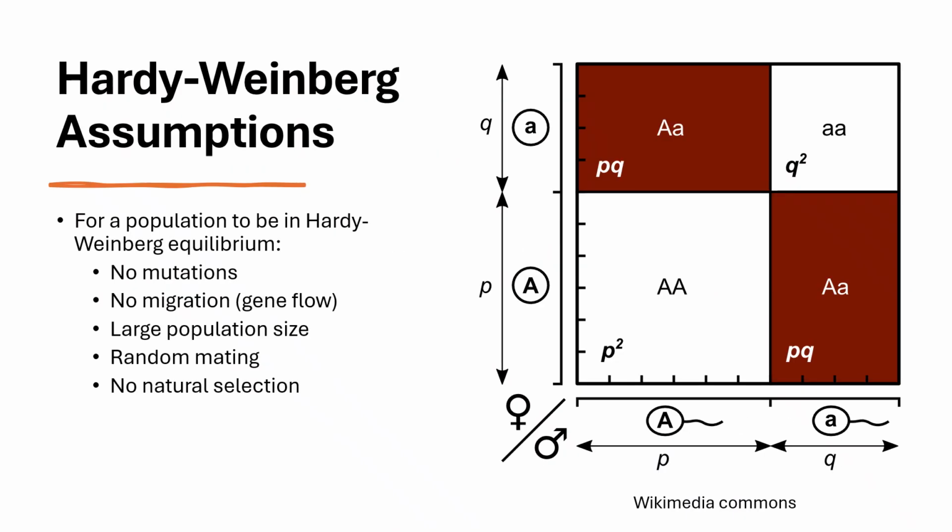These assumptions define an ideal population. Deviation from any of these rules indicates evolution is occurring.